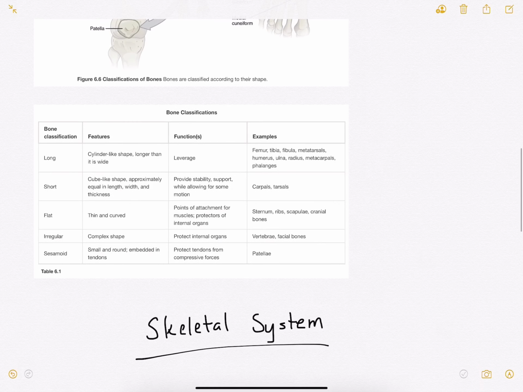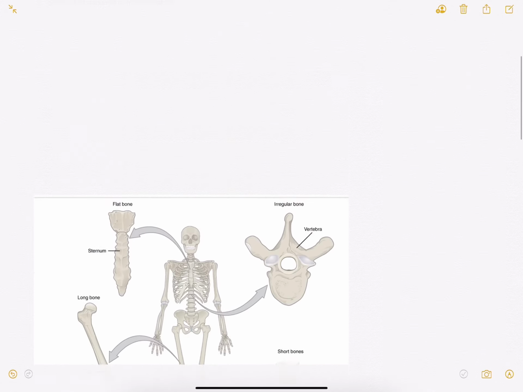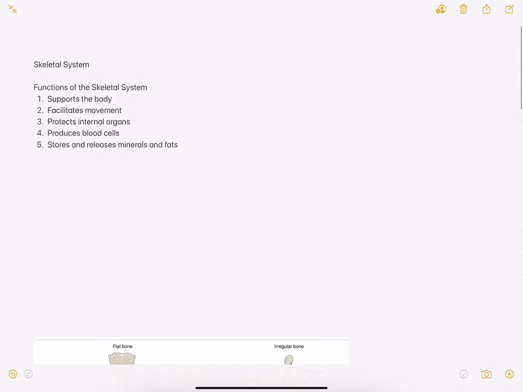I hope that clarifies the function and also the different types of bones that we find in the body. In our future videos, we're going to go more in depth with the specifics of the skeletal system, like the appendicular system and the axial skeletal system, and also how bone is formed, which is a very, very complex process, but it's not too difficult.